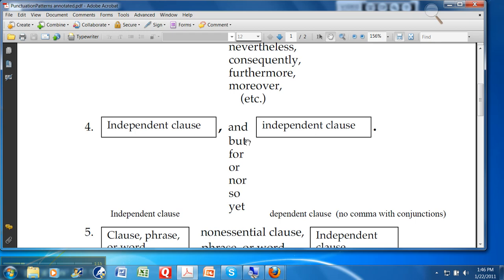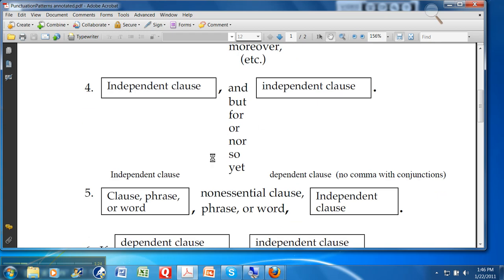If we have two independent clauses, then we can join them with a conjunction such as and, but, for, or, nor, etc. And when we do that, we use a comma to signify that we have two independent clauses. If we have an independent clause and a dependent clause, and we want to join them with a conjunction, we use these conjunctions but no comma.